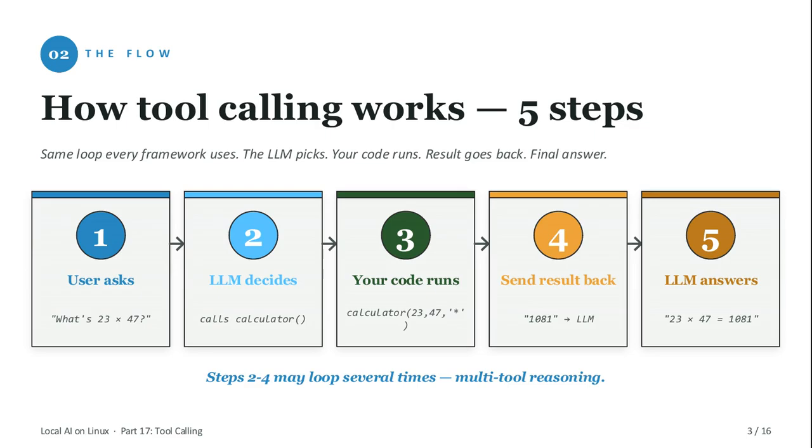So here's the loop, and it's the same in every framework you'll touch. The user asks something, say, what's 23 times 47? The model decides a tool is needed and emits a structured call to calculator. Your code actually runs that function, sends the result, 1081, back into the conversation, and the model wraps it into a natural answer. Steps 2 through 4 can repeat. That's how you get multi-tool reasoning, where one result feeds the next decision.